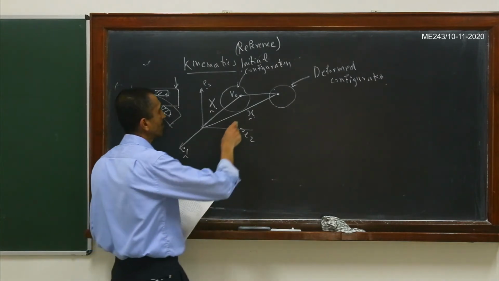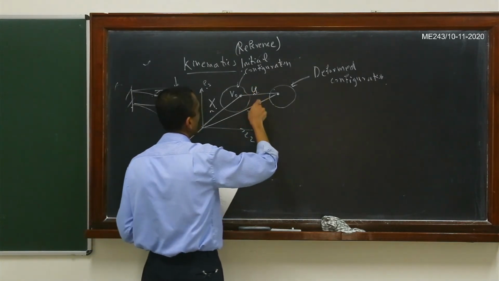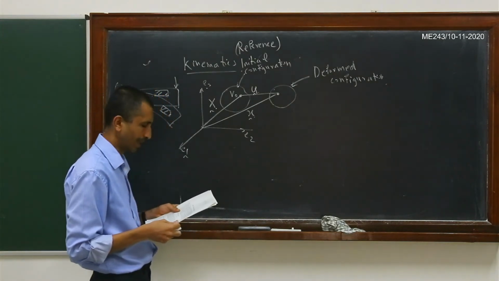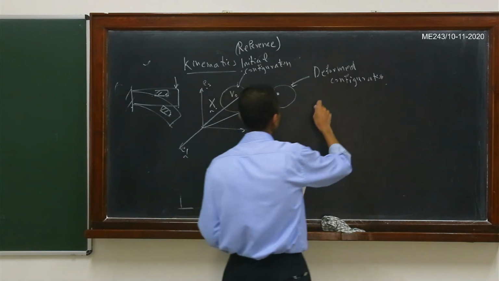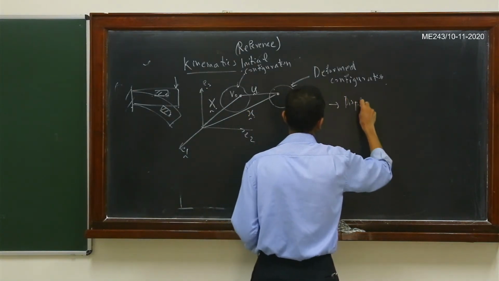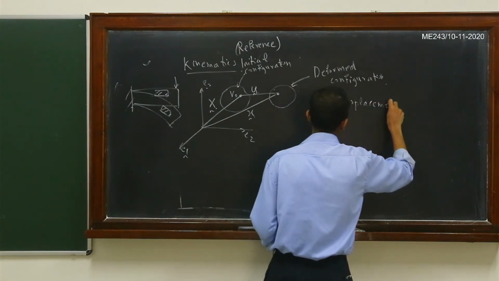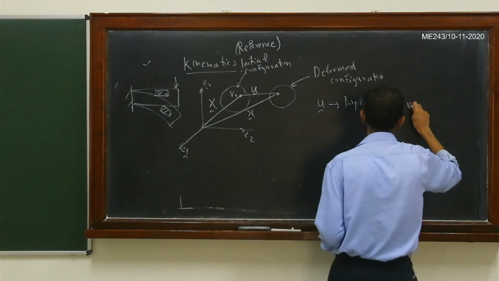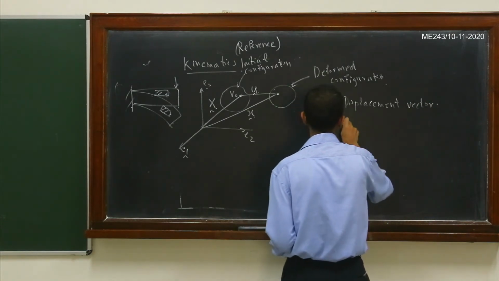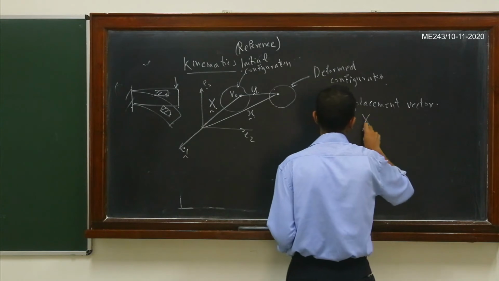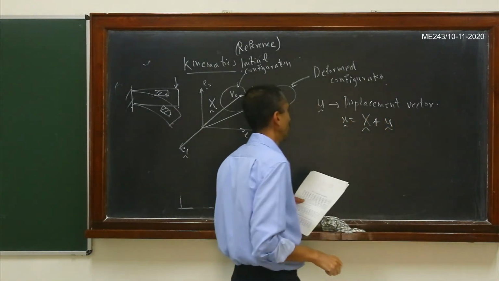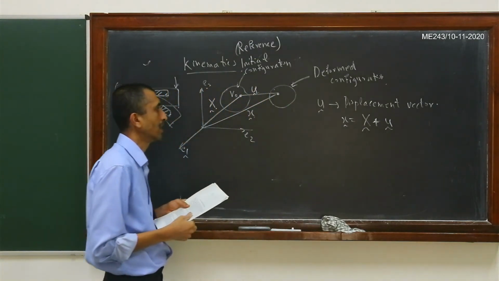This difference between the initial position and the final position we call the displacement vector here. So this u is nothing but the displacement vector, and that is just the difference. So you will get that x is equal to capital X plus u. That is just the difference between the final position and the original position.